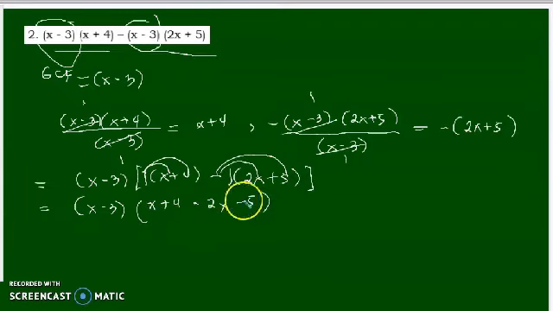Again, combine similar terms here. So copy the GCF, which is x minus 3, and then combine x and negative 2x. So that one is negative x. And then 4 minus 5 is negative 1. So therefore, these are the factors.